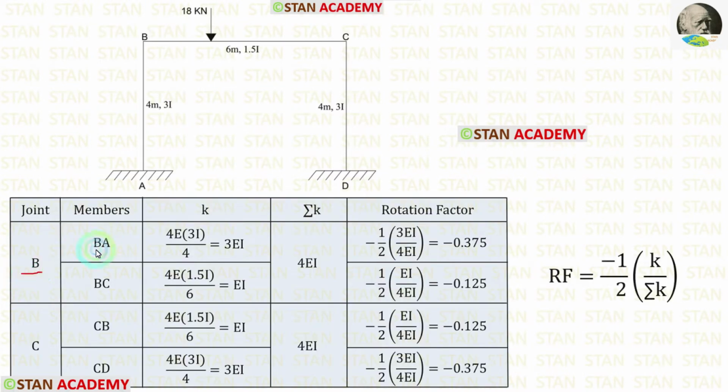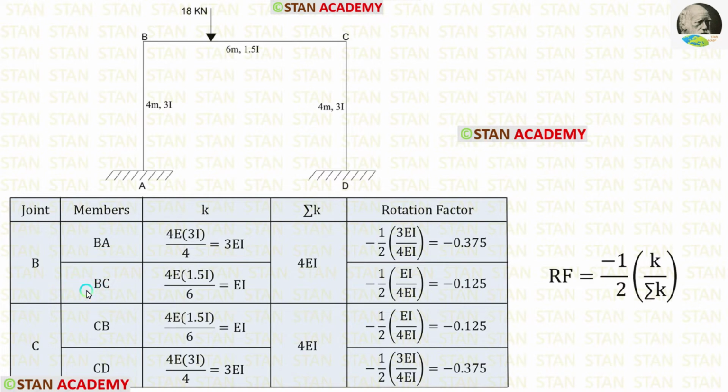In the joint B, first let us find the stiffness for BA. For that, from the joint B, we have to look at the point A. In the point A, there is a fixed support. If the far end is fixed, the formula for the stiffness is 4EI upon L. Length of BA is 4. Let us apply that. The moment of inertia for BA is 3I. So instead of I, we have to apply 3I. Finally, for the stiffness of BA, we are getting 3EI.